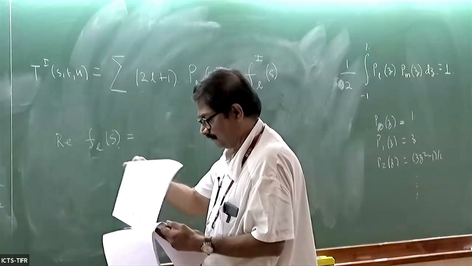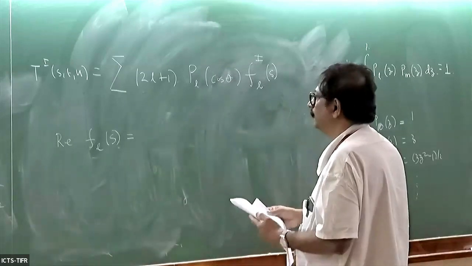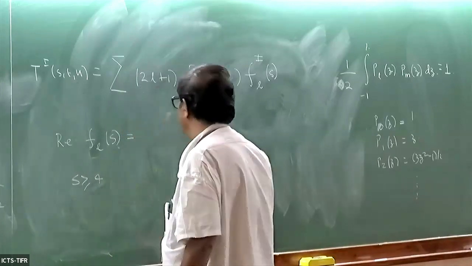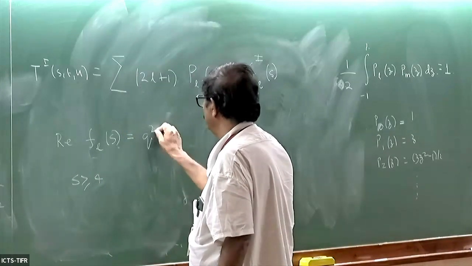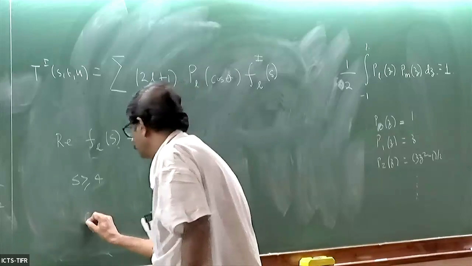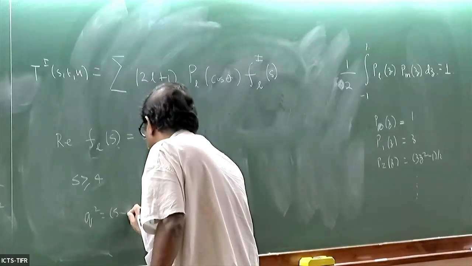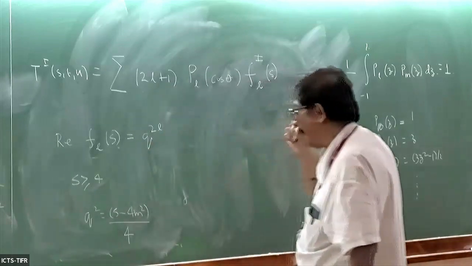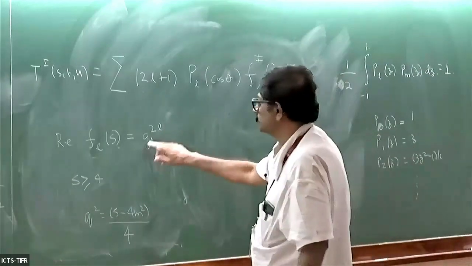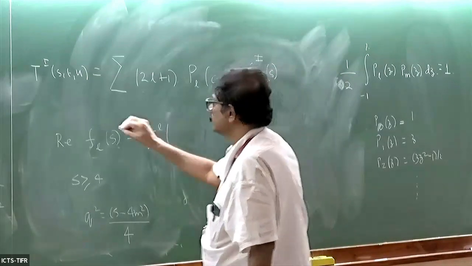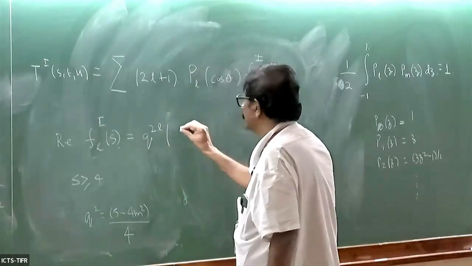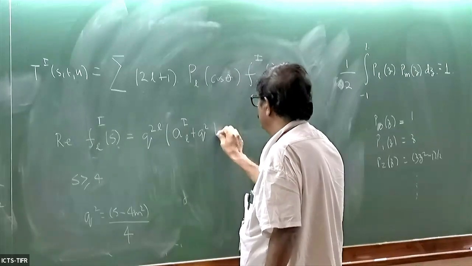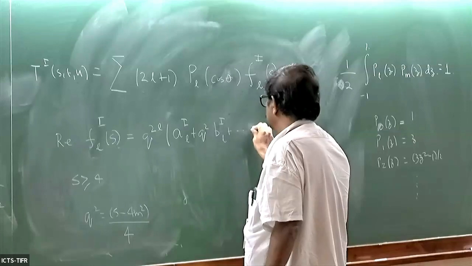I think I have misplaced that definition, for s greater than or equal to 4m squared, it will be q to the power of 2l, where q squared is equal to (s minus 4m squared) by 4. Okay. So this is again a useful combination. So it's q to the power of 2l times (a_L^I plus q squared b_L^I), etc.